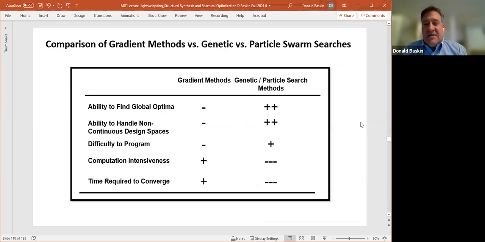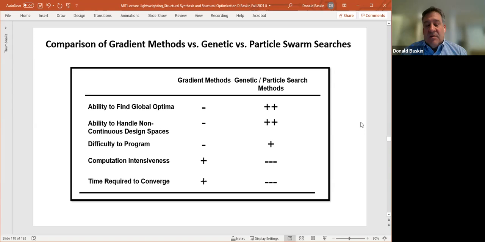Each of these methods has its pluses and minuses. There are advantages to each. If you compare the advantages and disadvantages of gradient methods versus these genetic and particle search methods, where you're seeding the design space, the gradient methods are less computationally intensive, and they take less time to converge than the other methods. But the other methods, the genetic search and the particle swarm, are more likely to find a true global optimum within your constraints. And they're also a little bit easier to program.